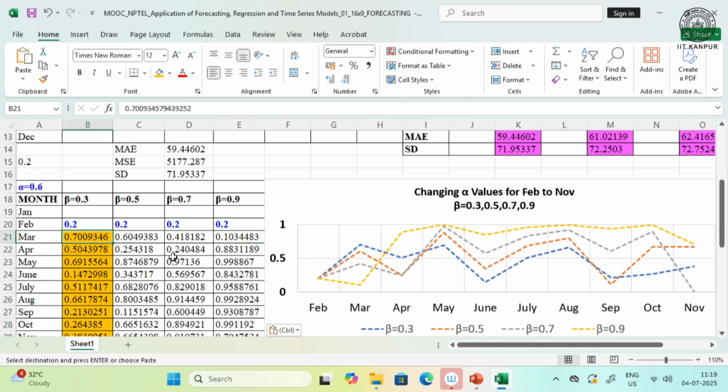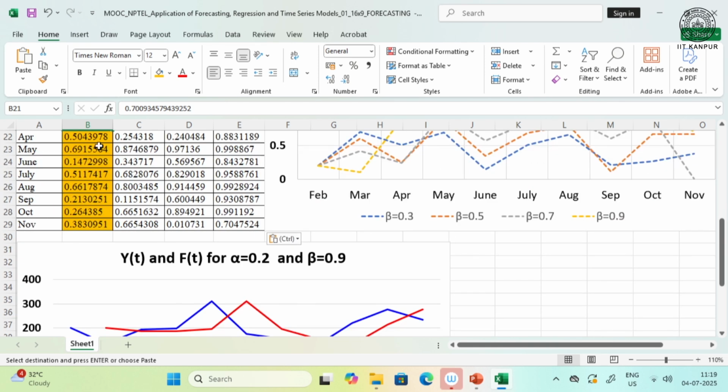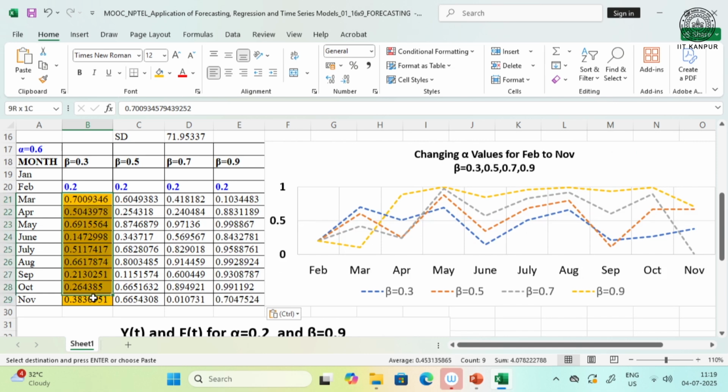So, I will mark the first one as, let me change the color, so it will become easy, as light blue. The next one I will mark as orange. The third one I will mark as light gray and the fourth one I will mark as yellow. And why I am doing that? You will soon see. Now, the graph which you see here is basically changing alpha values from February to November corresponding to the fact beta is equal to 0.3, 0.5, 0.7, 0.9.